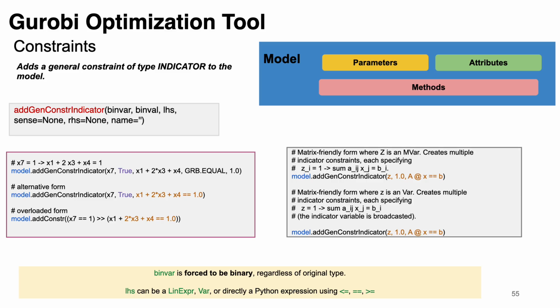To see this in code, look at the examples on this slide. You can define it explicitly by passing all the arguments separated by commas. However, Gurobi also supports a highly readable overloaded form using the Python right-shift operator, the double greater-than sign. You simply write model.addConstr, inside parentheses x7 equals 1, implies x1 plus 2 times x3 plus x4 equals 1.0. So it reads exactly like formal mathematical logic. Note that whatever variable you use as the trigger will be automatically forced to act as a binary variable by the engine, regardless of its original type.